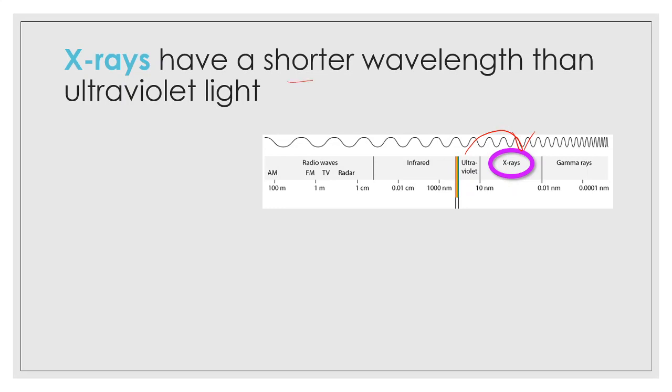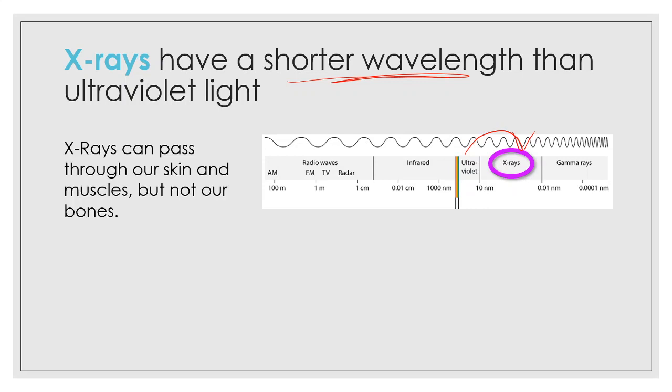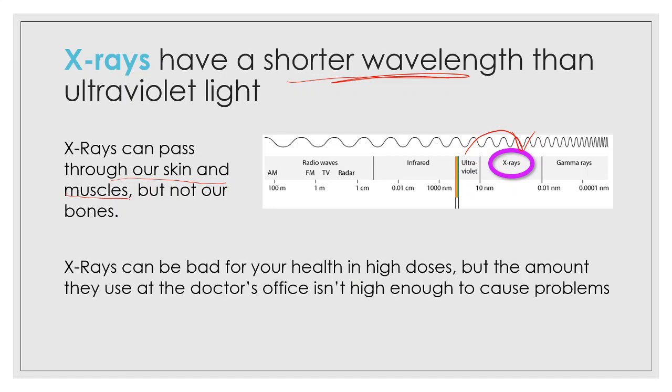X-rays have an even shorter wavelength than ultraviolet light does, and you've heard of X-rays before, you know how these work. X-rays can pass through our skin and our muscles, but not our bones, and that's why they're useful and they're used in doctors' offices.